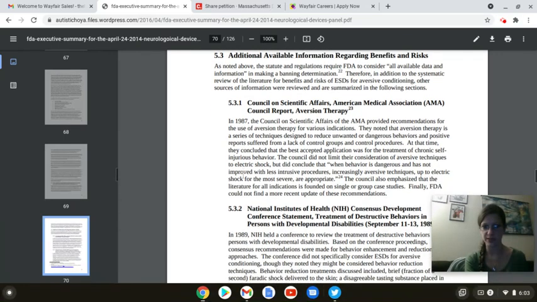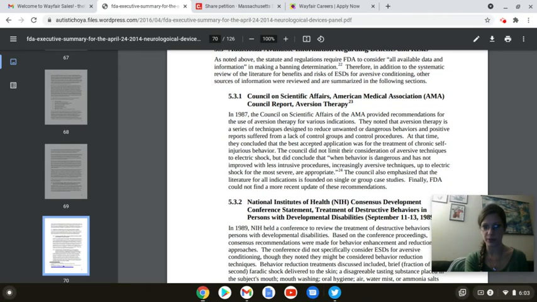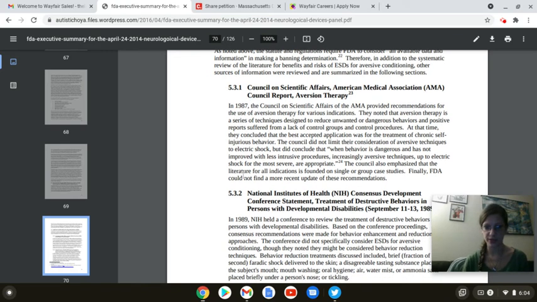5.3.1 Council on Scientific Affairs, American Medical Association, AMA, Council Report, Aversion Therapy. In 1987, the Council on Scientific Affairs of the AMA provided recommendations for the use of aversive therapy for various indications. They noted that aversion therapy is a series of techniques designed to reduce unwanted and dangerous behaviors, and positive reports suffered from a lack of control groups and control procedures. At that time, they concluded that the best accepted application was for the treatment of chronic self-injurious behavior.